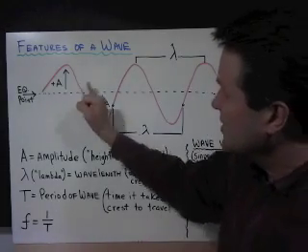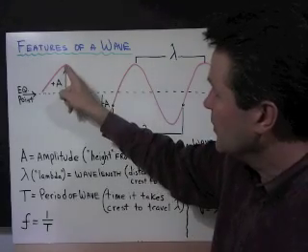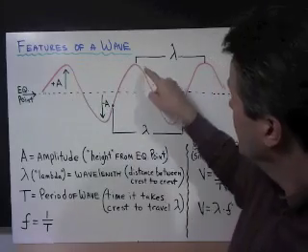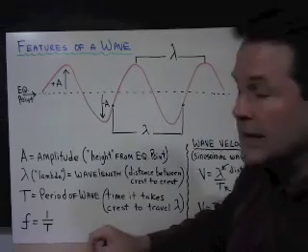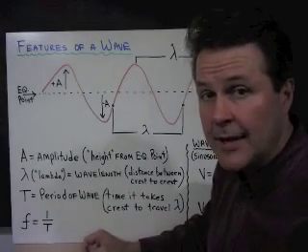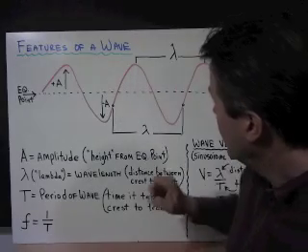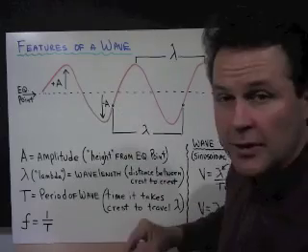Now the way we measure the size of the wave is typically we would say that we measure it from peak to peak or crest to crest, and we denote the size of the wave with the Greek letter lambda, and that means wavelength, the length of the wave. Now lambda can be measured really at any point along the wave.